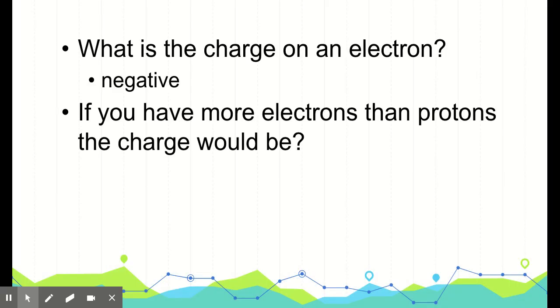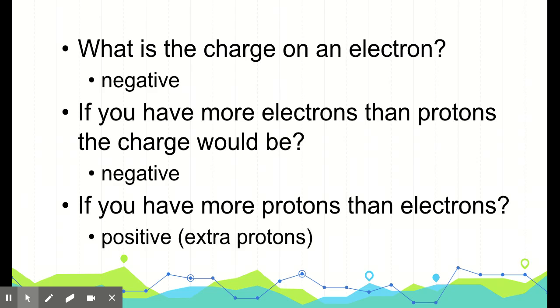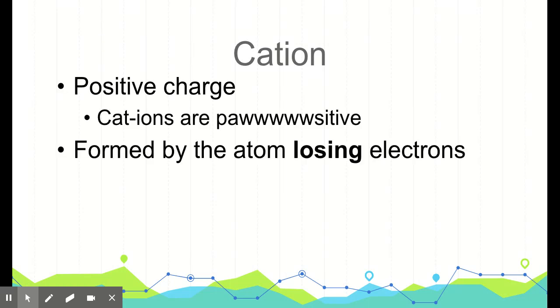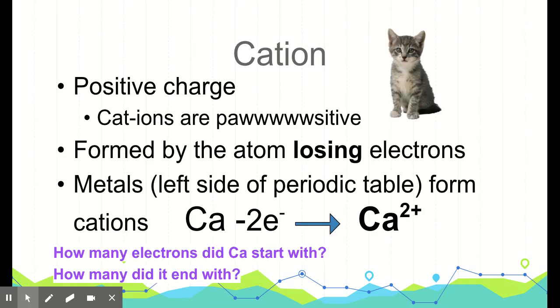So what's the charge on an electron? We know that electrons are negative all by themselves. So if you have more electrons than protons in your atom, the overall charge will be negative. And then the opposite is also true. So if you have more protons than electrons, since the protons are positive, you'll have an overall positive charge. So that brings us to our cations.